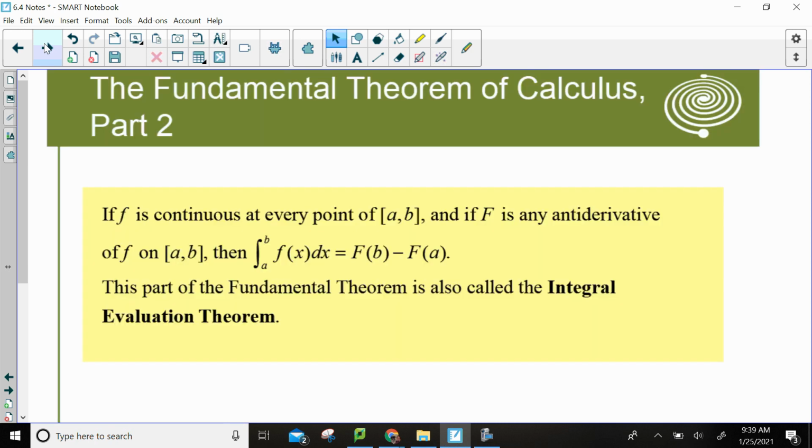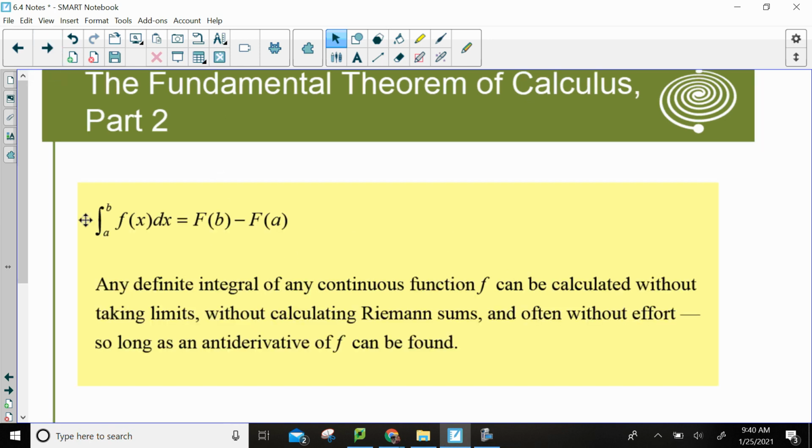All right, fundamental theorem of calculus part 2 says if f is continuous at every point from a to b, and capital F is any antiderivative of f on a to b, then your integral from a to b of f of x dx is equal to F of b minus F of a. So basically, we're just filling these values in to find out the difference between them, okay? It's the integral evaluation theorem, but really, we use this one most often, okay?